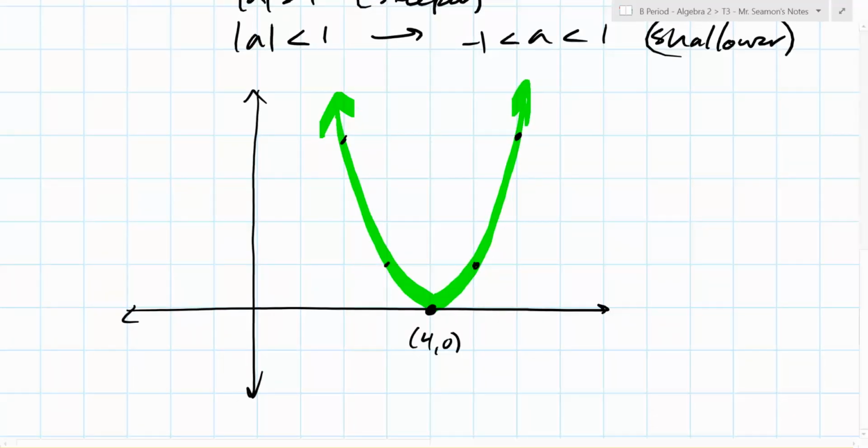Could you label these points if I asked you to, which is something I will definitely ask you to do on quizzes? This is going to be 5, 1. And this is going to be 6, 4. On a regular square, you always go over 1 and up 1 to the first point, and over 2, up 4, because it's being squared. What's 1 squared? 1. What's 2 squared? 4. This only works if the a value is 1. This is the standard parabola that we compare all the other ones to.